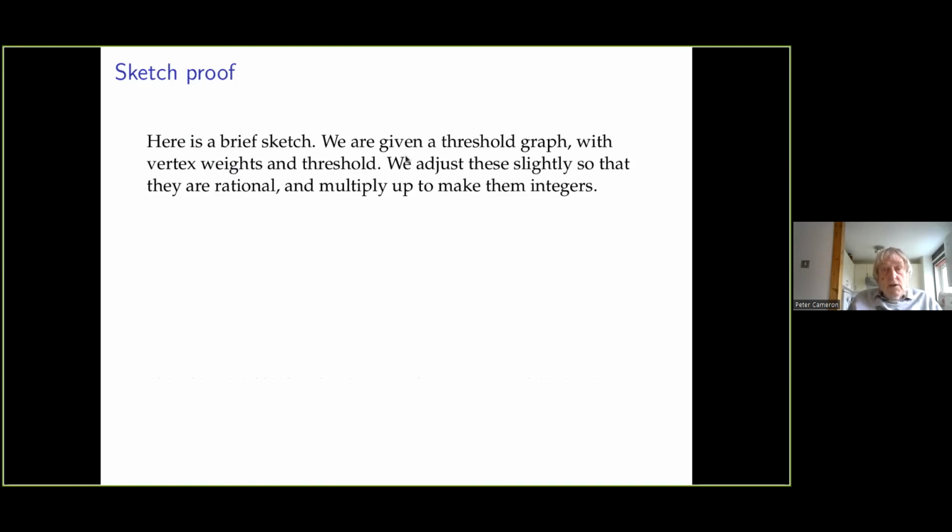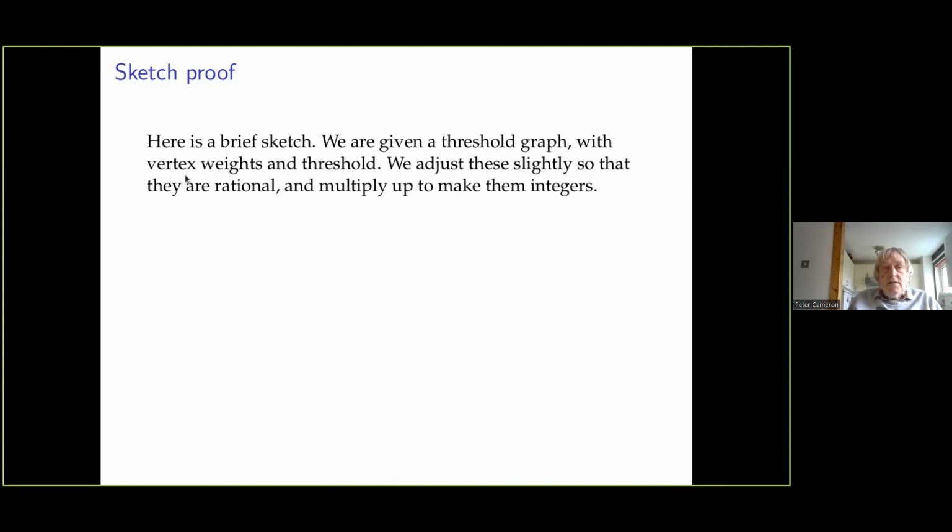Here's a sketch. Given a threshold graph, vertex weights and threshold. Now, there's quite a bit of flexibility in the definition of a threshold graph. As I said, you can assume that there isn't any edge where the sum of the weights is precisely equal to the threshold. That means you can move the threshold around in an interval. You can also adjust the weights a little bit, as long as you don't cross over the threshold. So there's quite a bit of freedom.